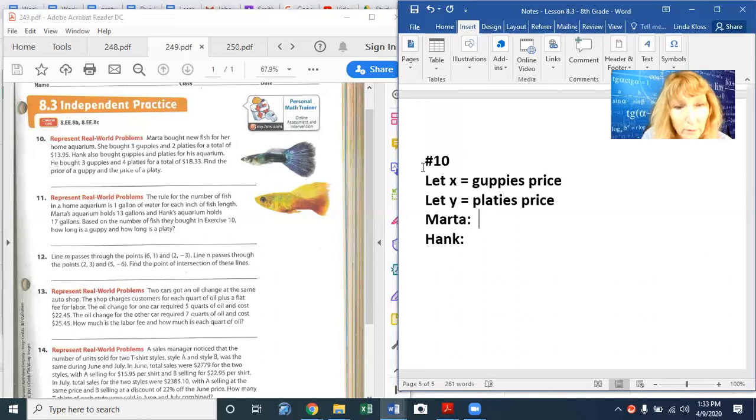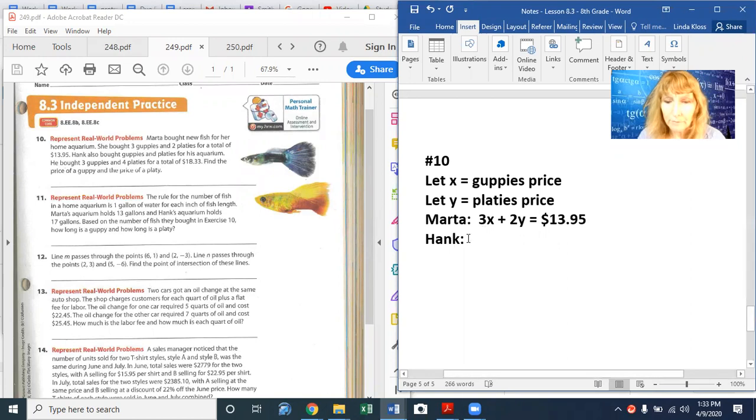Let's go back and grab our tool here. Marta bought a new fish for her home aquarium. She bought 3 guppies and 2 platies. So Marta's 3 guppies times however much they cost, x, plus her 2 platies times however much they cost, y, is equal to, she spent a total of $13.95.